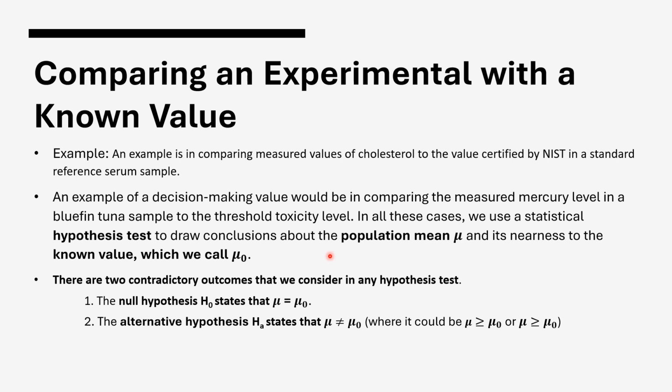Take note that in decision making, the hypothesis draws conclusions about the population mean and its nearness to the known value, or your mu naught. So in this case, you can have two hypotheses. Your H naught, or your null hypothesis, is that your population mean is equivalent to your known population mean. The alternative hypothesis is abbreviated by the symbol HA. Your population mean is not equivalent to your known value of the population mean.